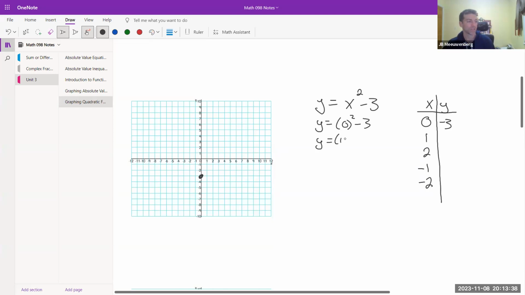y is equal to 1 squared minus 3, which is 1 minus 3, which is -2. (1, -2) is right here. y is equal to 2 squared minus 3. Well, there's our 4. 4 minus 3 is 1. So (2, 1) is right there. And then we go to the negative values. (-1) quantity squared is 1. 1 minus 3 is -2. That point is right here. And finally, y is equal to (-2) quantity squared, which is 4. 4 minus 3 is +1.